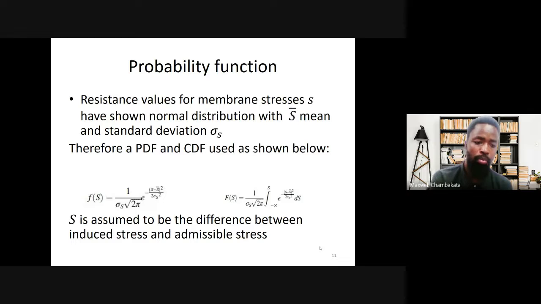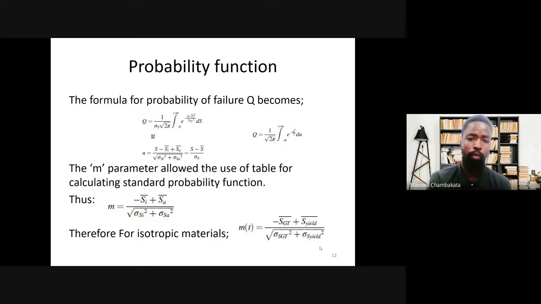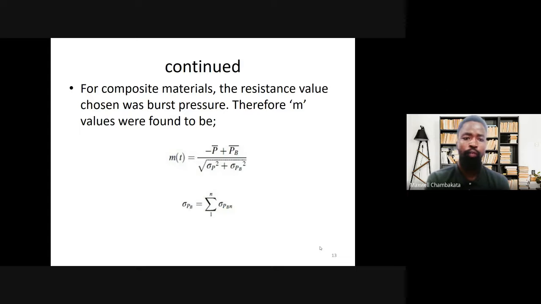As shown, those are the formulas. To the left is the probability density function. To the right is the cumulative distribution function. S is assumed to be the difference between induced stress and admissible stress. So the formula for probability consequently becomes as illustrated. We have a parameter M. This parameter M essentially allows the use of tables for calculating standard probability functions. For isotropic materials, M is a function of stress with respect to thickness as illustrated. For composite material, the resistance value chosen was the burst pressure. Therefore, M values were found to be as follows.